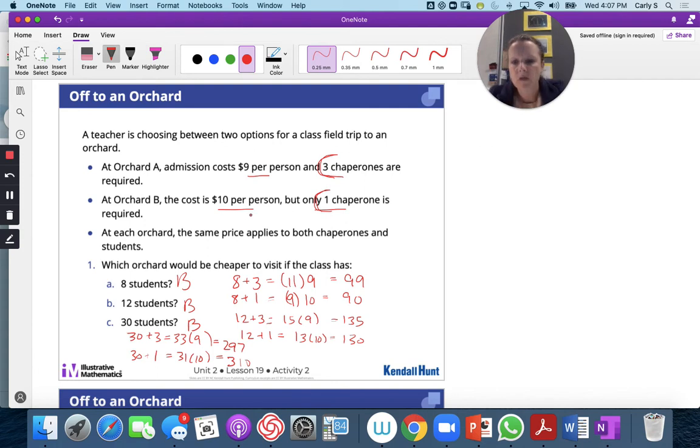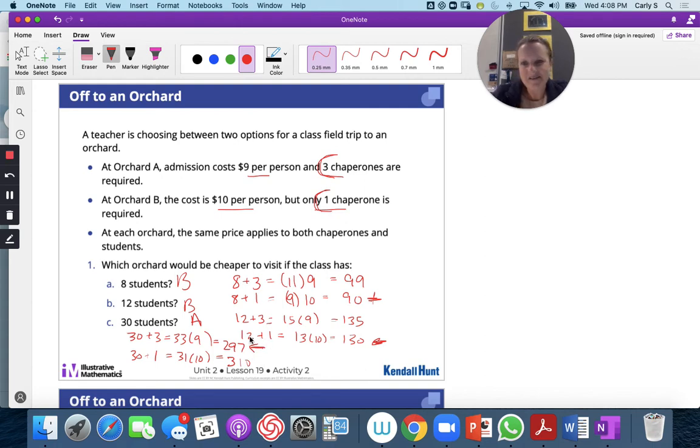Cheaper. Oh no, that's A. Haha. I don't even want to talk about it. I don't know what I was thinking. I was confused. A is cheaper.